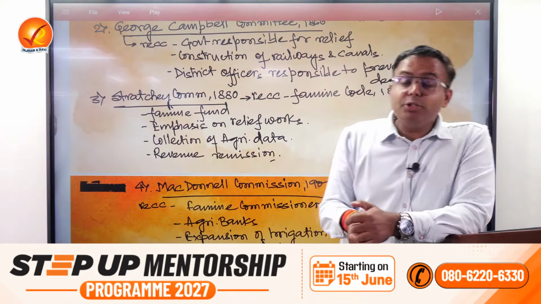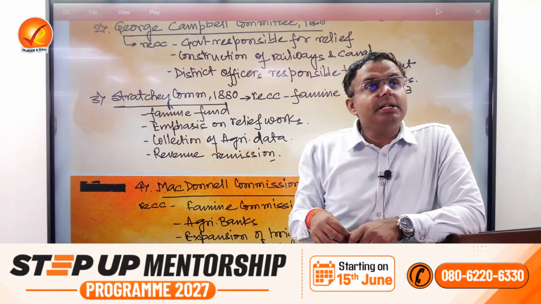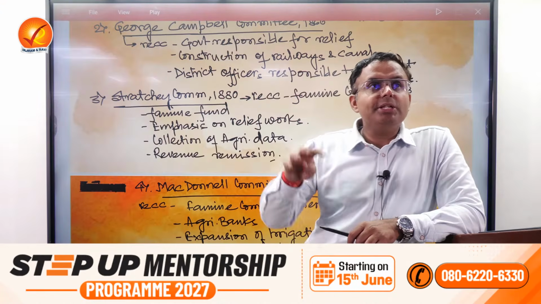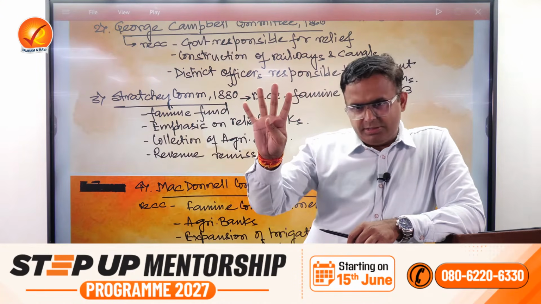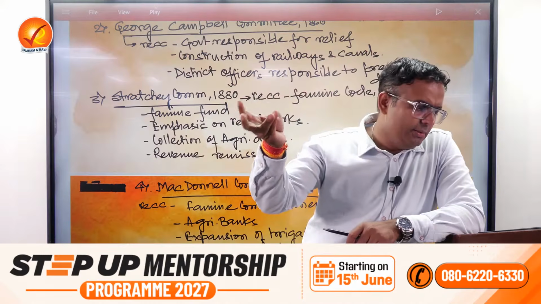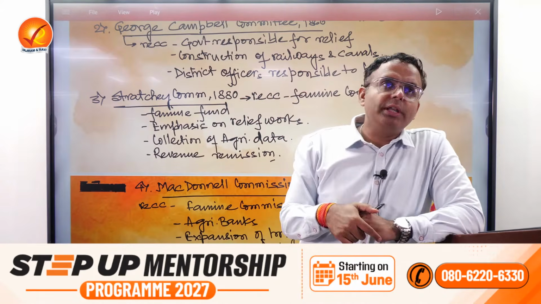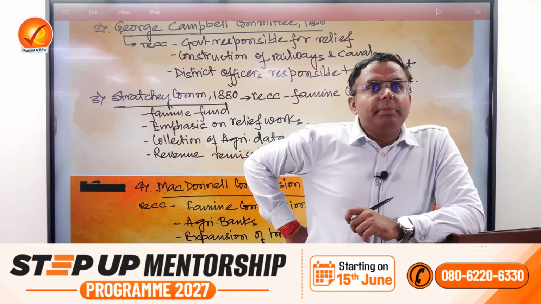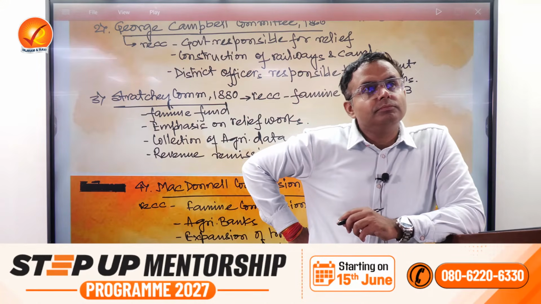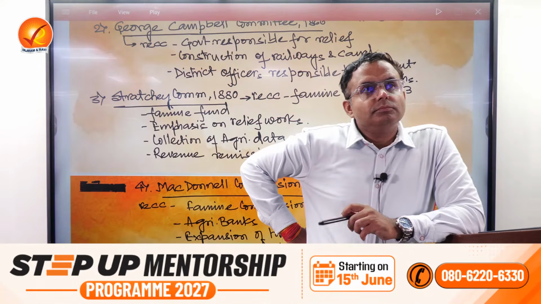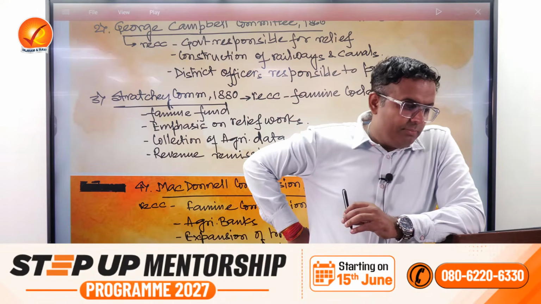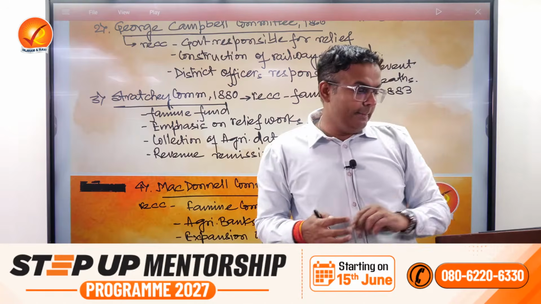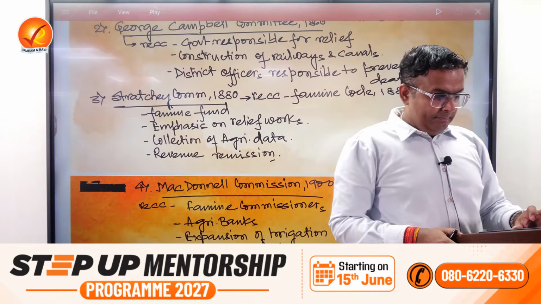Now the Famine Code 1883 listed that famine prevention should be based on 4 parameters. उसके 4 pillars थे, लिख लीजिए. Prevention, early warning, relief measures, and famine mapping.